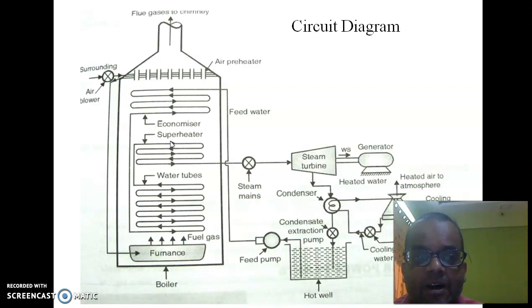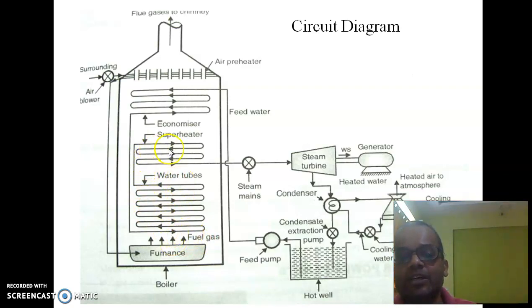When the steam is generated, it contains moisture, water particles. If we pass that moist steam to the turbine, it will cause wear and tear of the turbine blades. So we require that the steam should be moisture free and superheated. The superheater is a useful component placed in the line of the flue gases, the same flue gases we are generating.